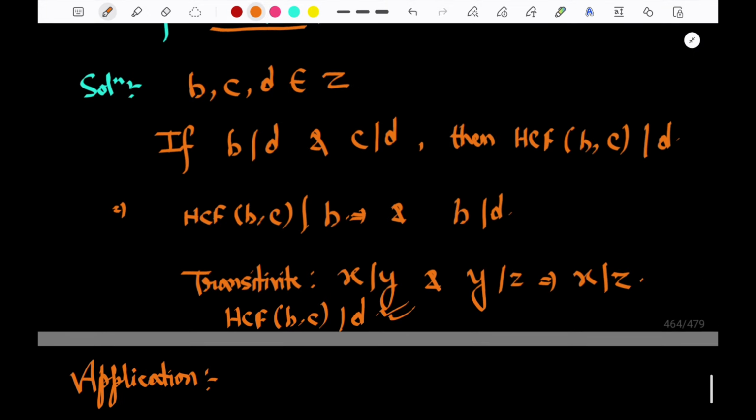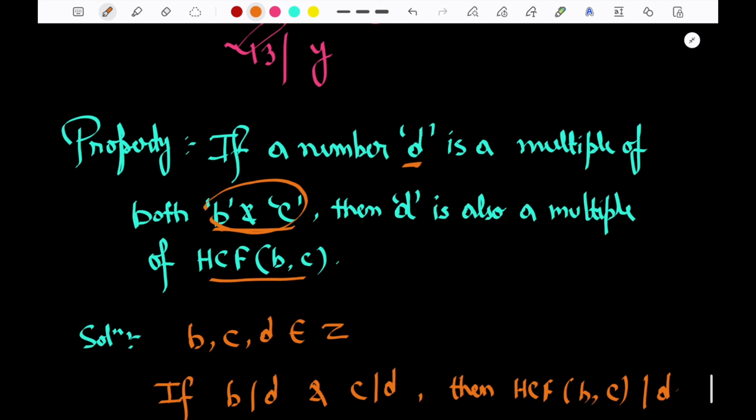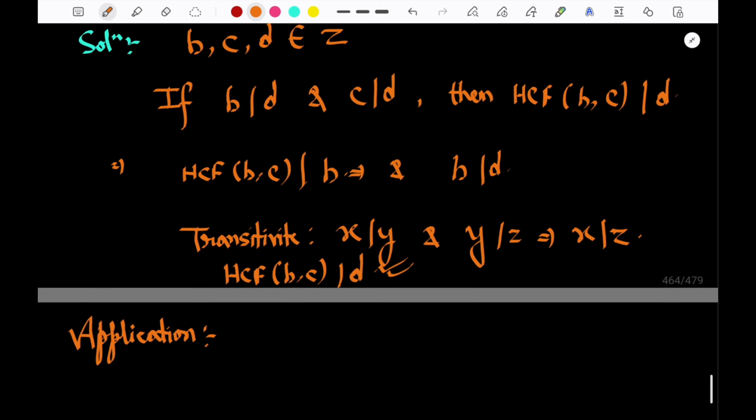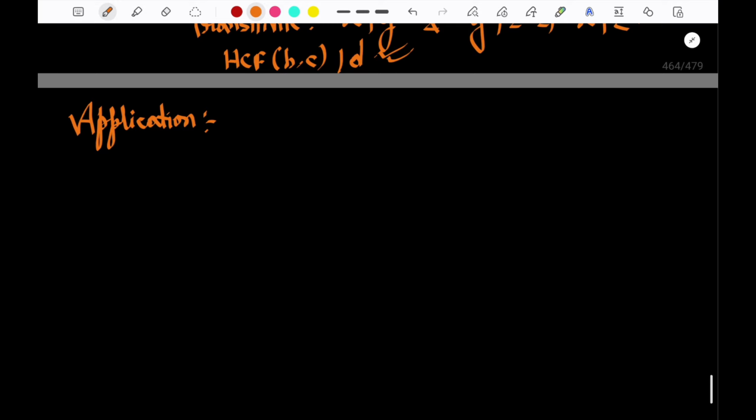Now next, say, what is the application of this property? What is the application of this property? So application, actually it has amazing application. Where does it come from actually? If a number D is a multiple of both B and C, then D is also a multiple of HCF B comma C. Actually it comes from somewhere that has a broader version and is widely used.